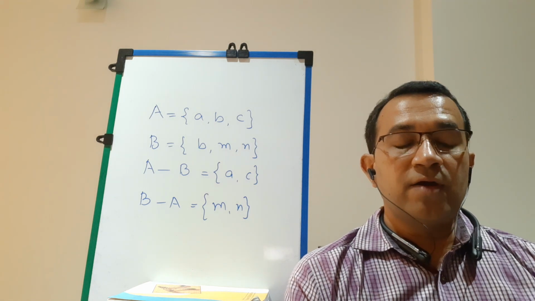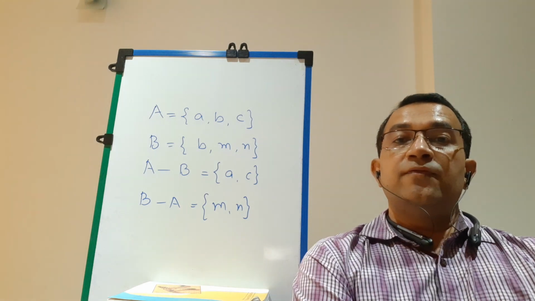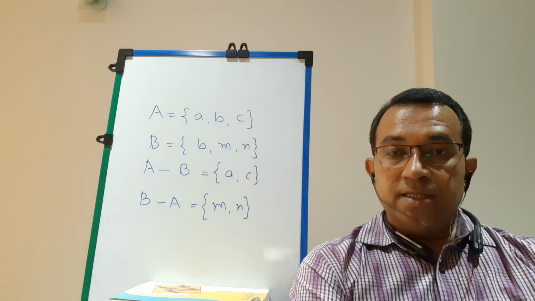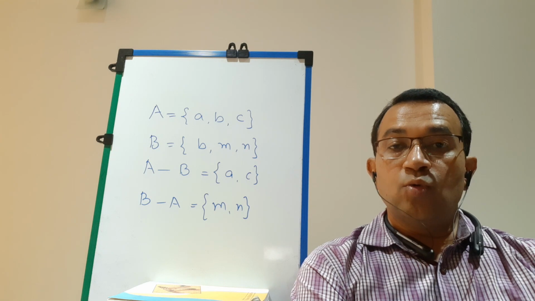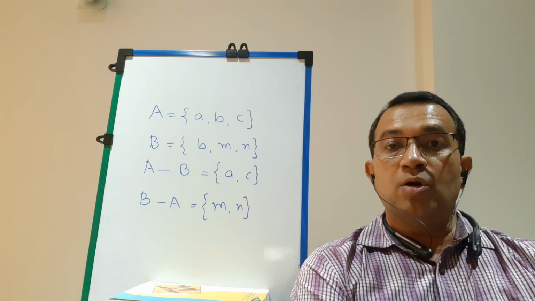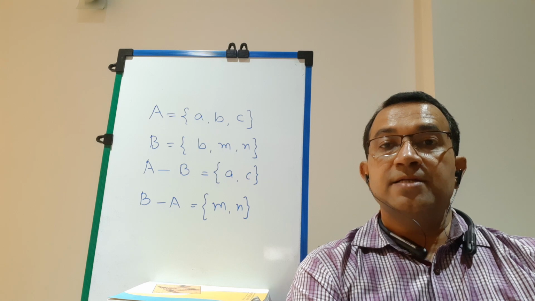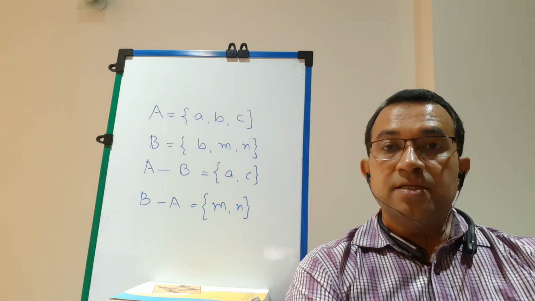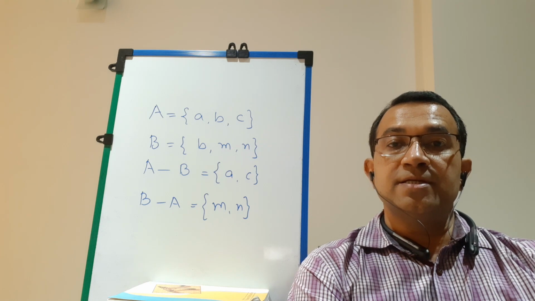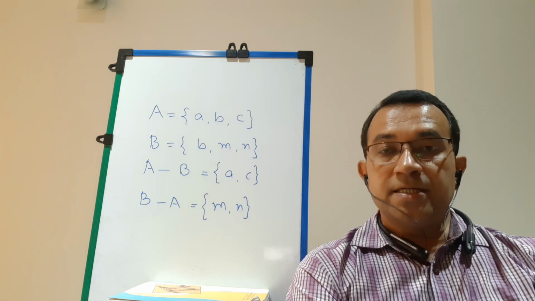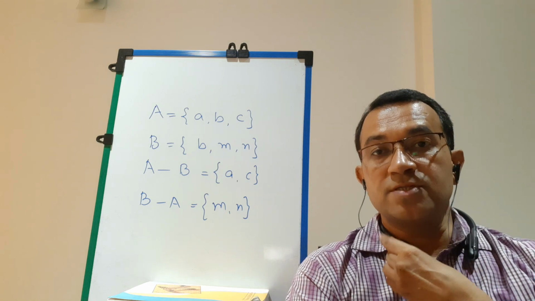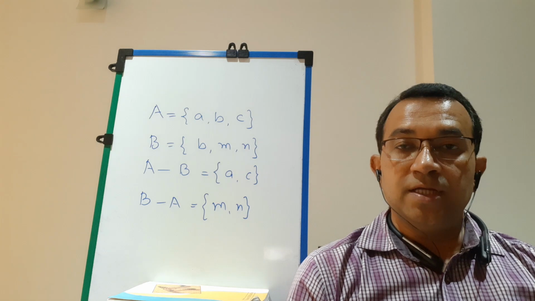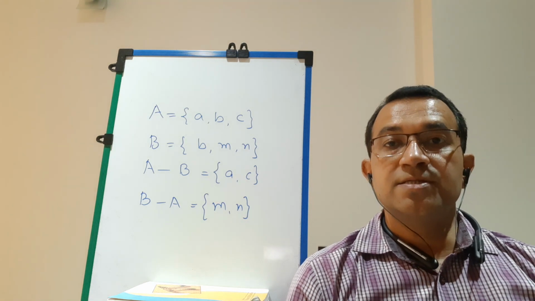So students, if I want to define difference set, let A and B be any two non-empty sets, then the set of elements only present in A but not in B is defined as the difference set A minus B. And similarly, the set of elements only present in B but not in A is defined as the difference set, students, B minus A. So this is how, students, we operate difference set.